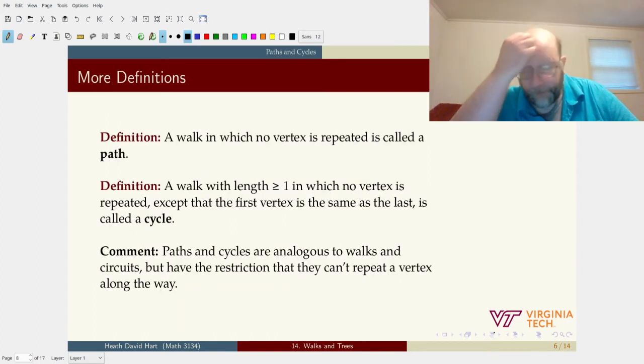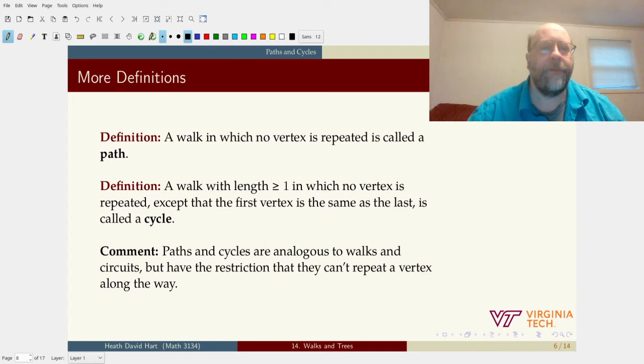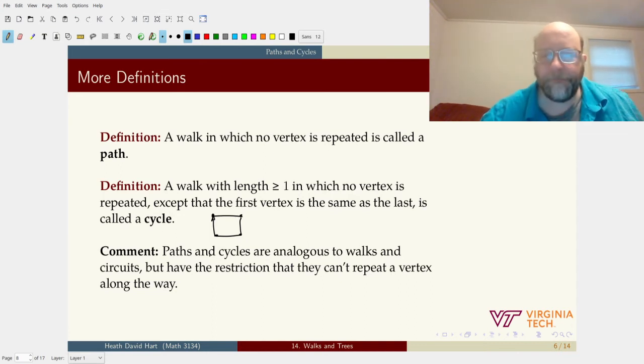All right. Some more definitions. A walk that does not repeat any vertices is called a path. And a walk that comes back to the same starting point, and that's the only time that we repeat a vertex, is called a cycle. So a cycle is a walk that doesn't repeat any vertices except for the fact that it has to come back to the same starting point. And so that's the only one that's repeated. So paths and cycles are analogous to walks and circuits, but they can't repeat vertices along the way.